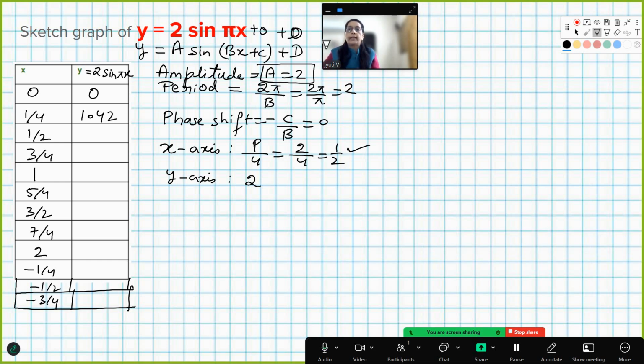Then sine pi by 2. Sine pi by 2 is 1. Twice 1 is 2. In place of x, when you substitute 3 pi by 4, means 3 times pi by 4.